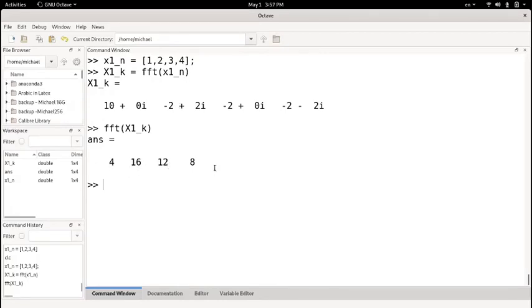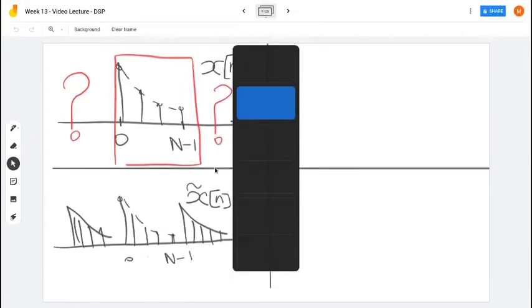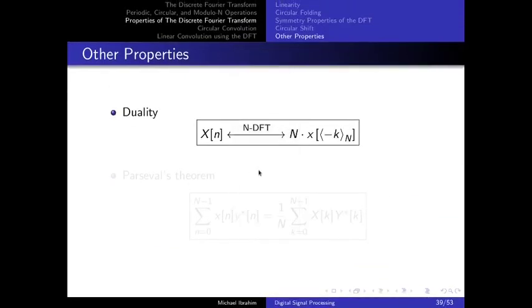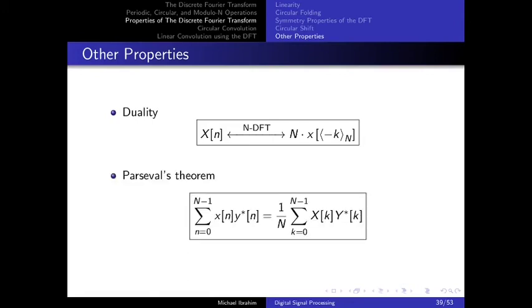So the duality property simply says that if you have a sequence x of n and its transform X capital of k, if you deal with X of k as a time domain sequence, as x capital of n, in this case, performing DFT, you will get N capital, which is the length of the sequence, the length of the DFT operation, times x of minus k modulo N, which is a circularly folded version of x of n. The last property over here is the Parseval theorem.